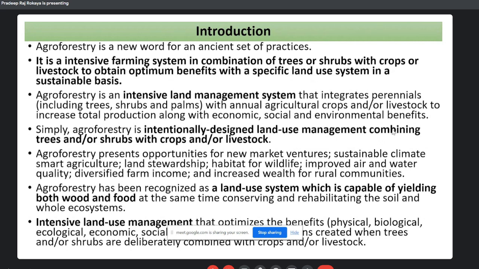And to obtain the optimum benefits with a specific land use system on a sustainable basis. A specific land use system means, say, a hilly area, maybe a hill area in the high mountain region, or a plain area, or a very interior part, or a very lowland area, or maybe a highland area. And on a sustainable basis means on a long run basis, not a short run basis.